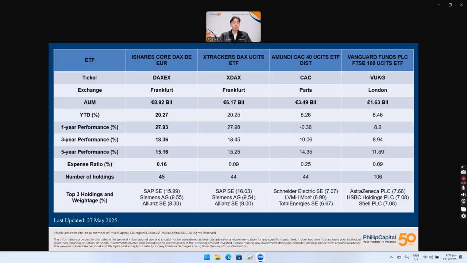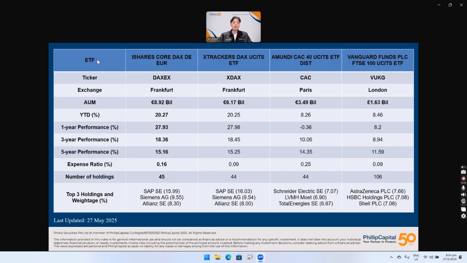You don't really need to know what's going on, but rather are tapping on the overall industry. You are not targeting a specific sector. So this is how the German stock market is doing, not really the economy. The AUM is about 8.92 billion, which is very big out of all of these. And then you see the year-to-date performance, that's 20.27%. That's very, very high if you are comparing it.